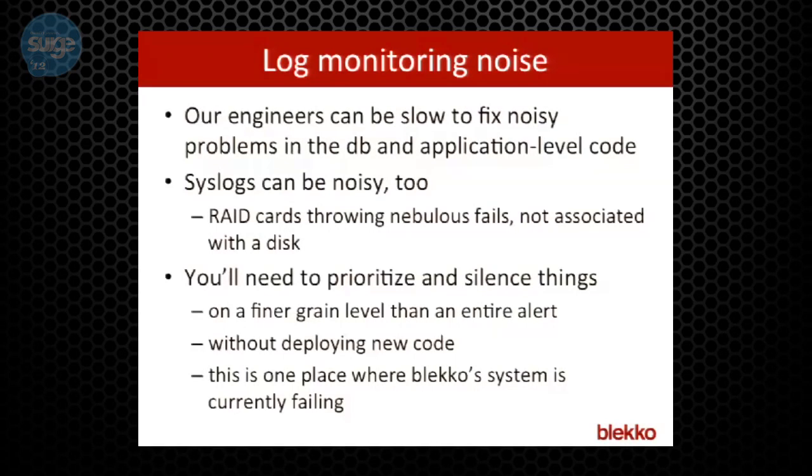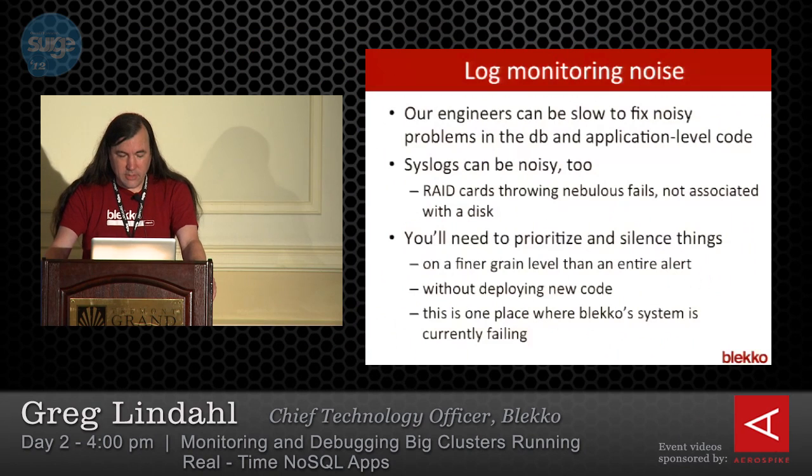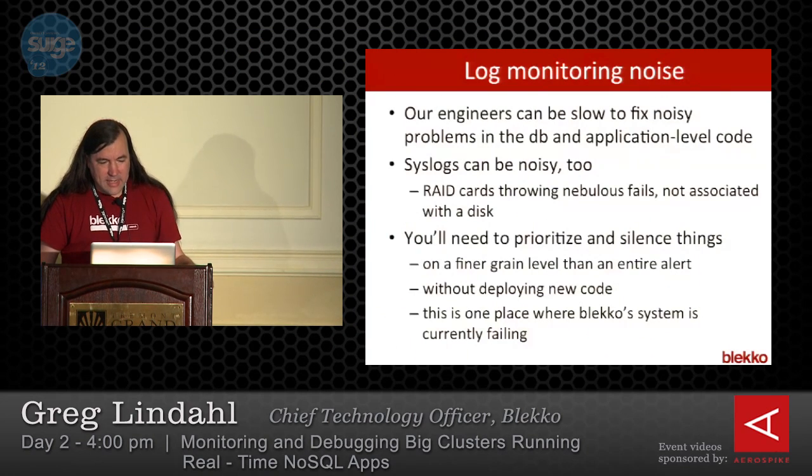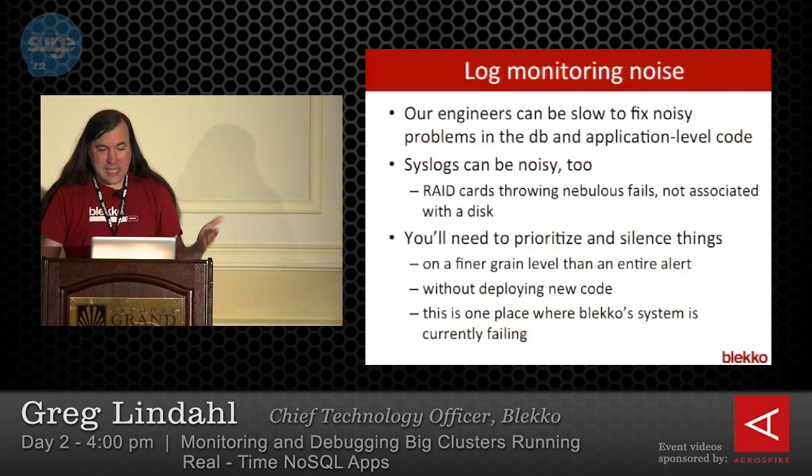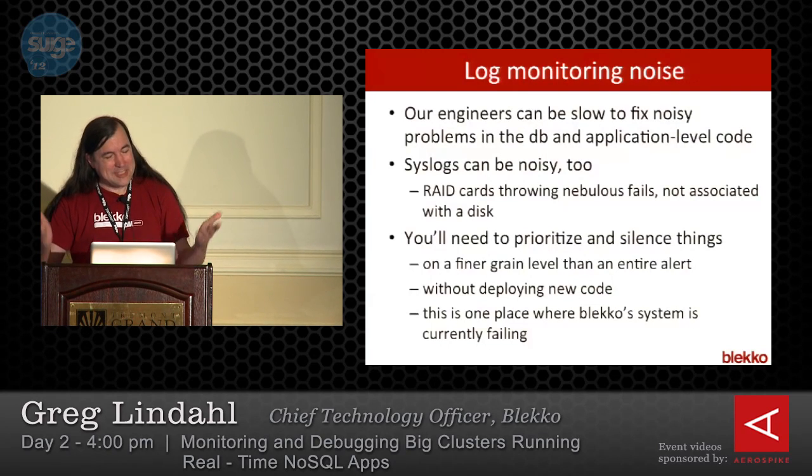Log monitoring noise. So once you're monitoring, for example, Perl warnings, engineers may be slow to fix these problems. And the syslogs can also be very noisy too. Pretty much every RAID system, I think, is capable of throwing an error which fails to identify what's actually wrong, in which case, what do? You have to be able to prioritize and silence things on a finer grain level than an entire alert without deploying new code. And this is one place that we're actually failing.